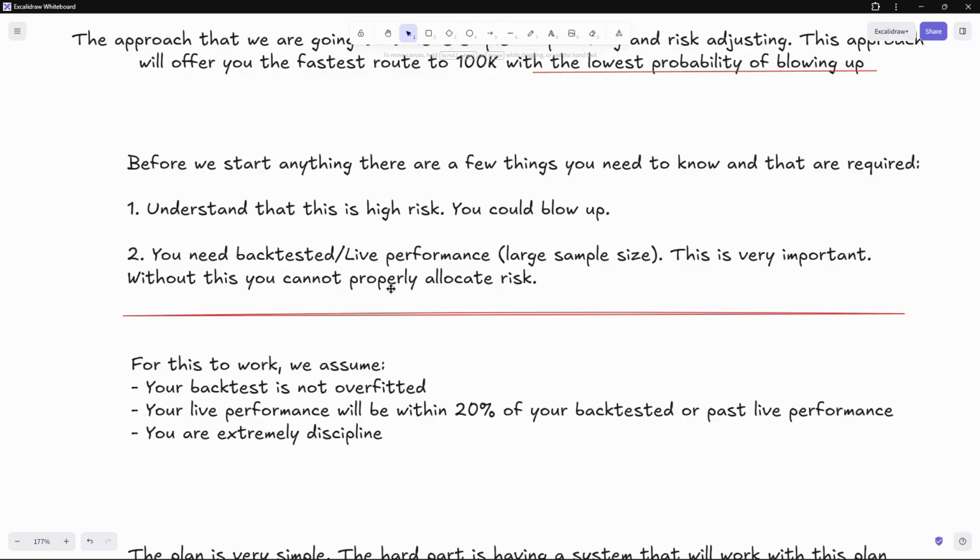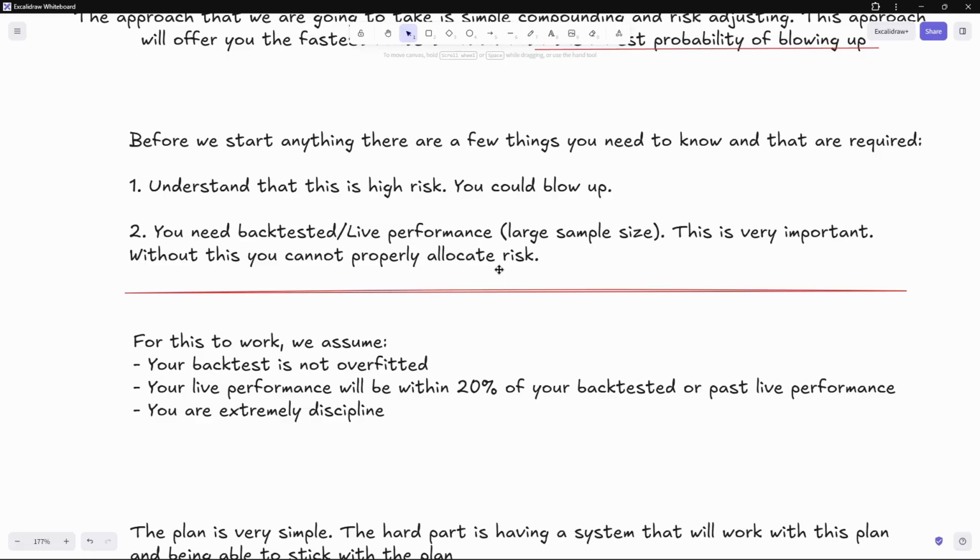So if you have no back-tested data or live performance data with a sample size greater than 300 trades, I would not recommend attempting this. Already you have a very, very high probability of blowing up if you have no data on your system, strategy, portfolio, or anything. So those are the two important things. Understand that this is high risk, and understand that you need back-tested or live performance with a large enough sample size.